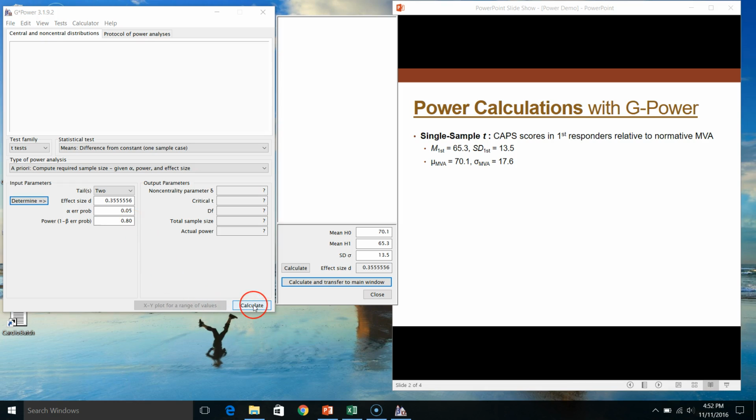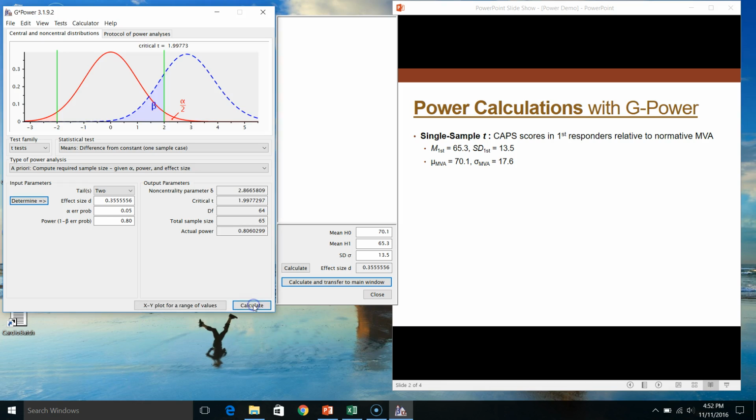Now we're going to go down and hit calculate. Based on this information, GPower is telling us that we need a total sample of 65. If we have a sample of 65 people, we're adequately powered. Our actual power is just a little over 0.80, about 0.81. With 65 people, we are adequately powered to detect an effect size of 0.356 at an alpha level of 0.05 using this test. Pretty easy, pretty straightforward.